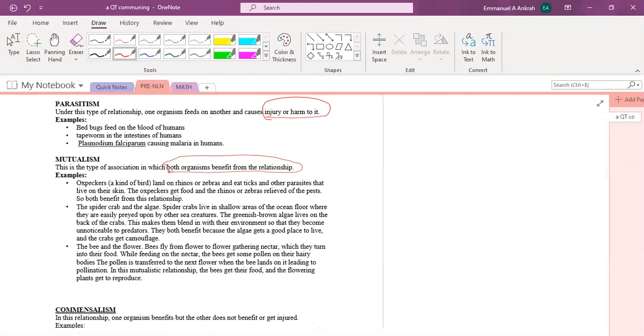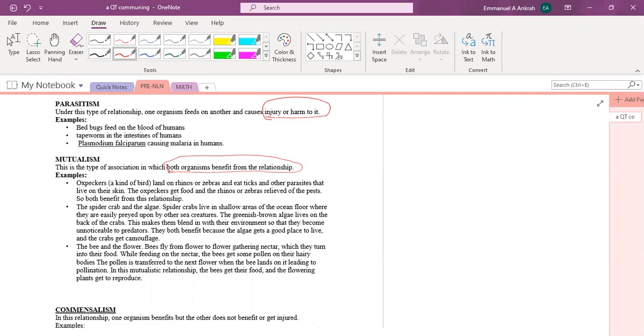Examples: take the bird called the oxpecker. The oxpecker lands on rhinos or zebras, and eats ticks and other parasites that live on the skin. I'm sure if you watch science channels like National Geographic, you see those birds land on the back of zebras and rhinos and feed on ticks on their skin. What they are doing is relieving the zebra or the rhino of the parasites, and in turn they are getting food by eating the ticks. So the oxpecker gets food and the rhinos or zebras are relieved of the pests. This is a beneficial relationship, that is mutualism.